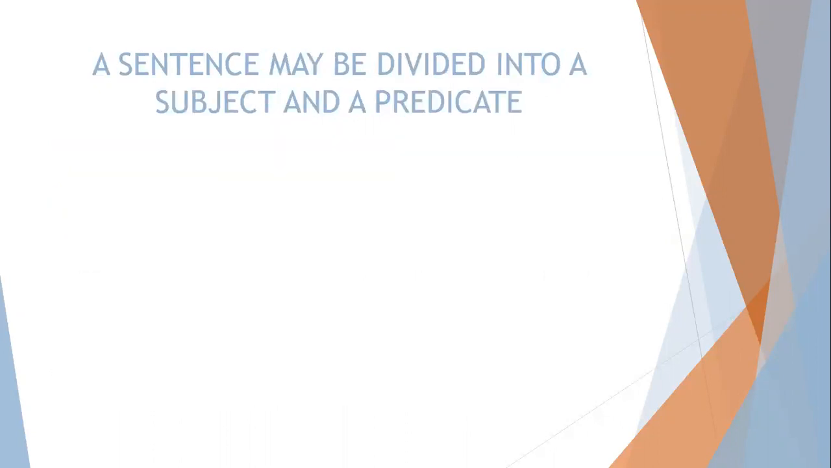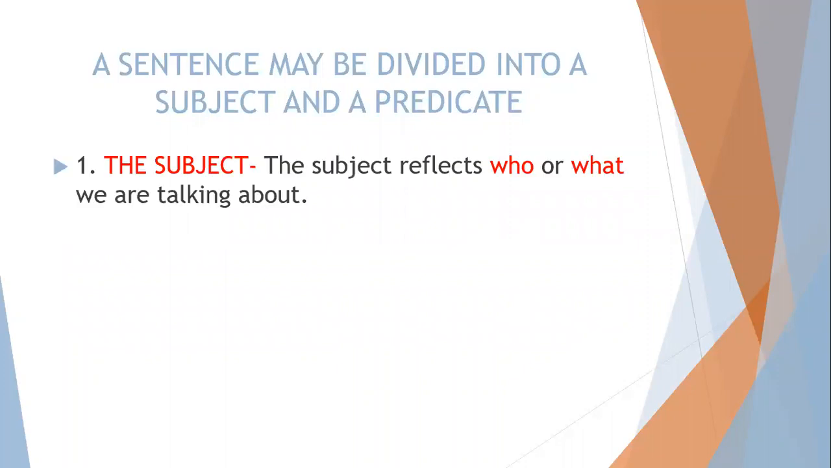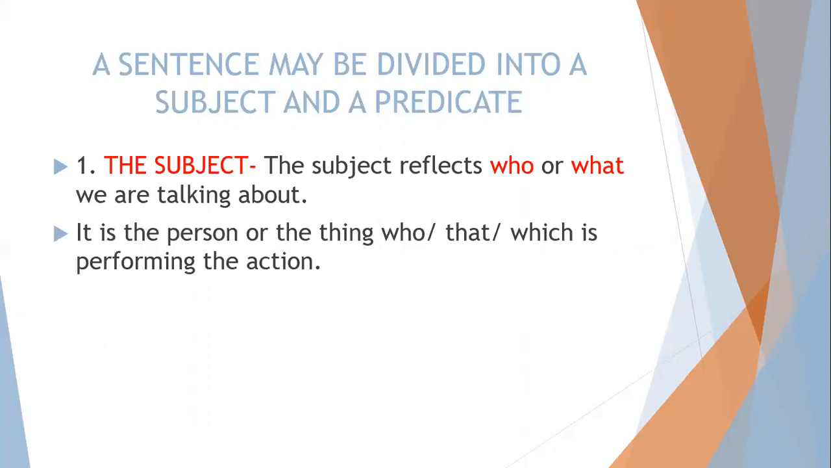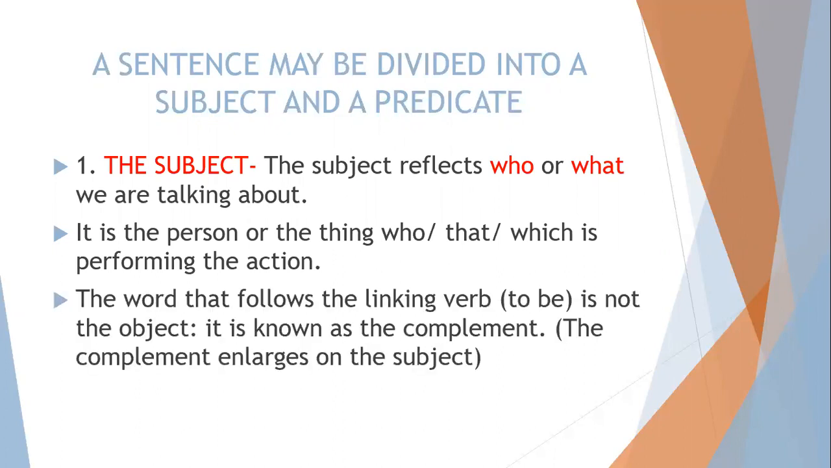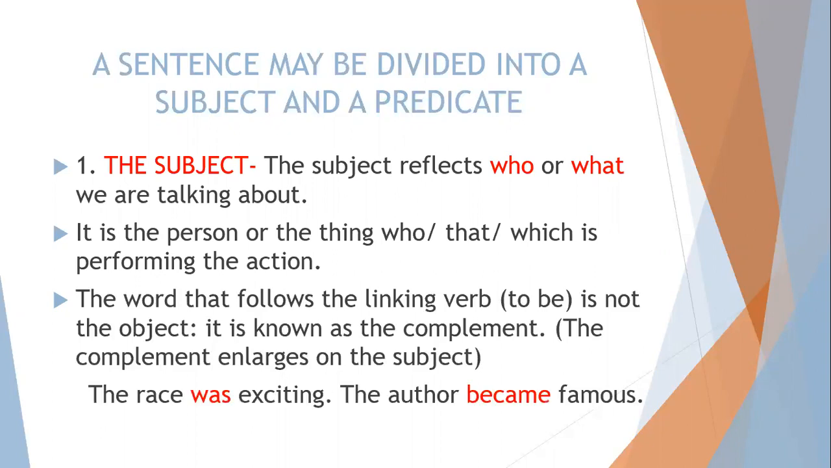Right, a sentence can be divided further into subject and predicate. Your subject is who does the action, or what is happening, or what we are talking about. It is the person or the thing, the who or the what which is performing the action. The word that follows the linking verb, to be, is not the object. It is known as the complement. And your complement here, its function is to enlarge the subject. The race was exciting. The author became famous. That's your complement.